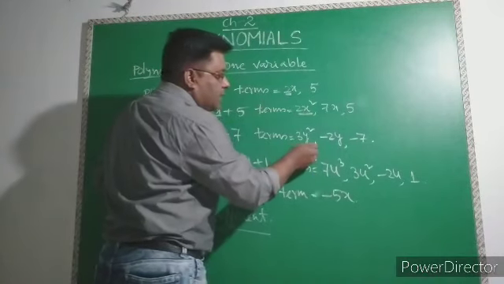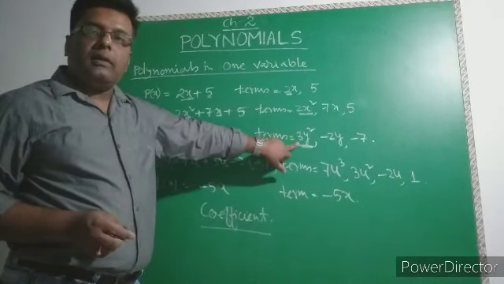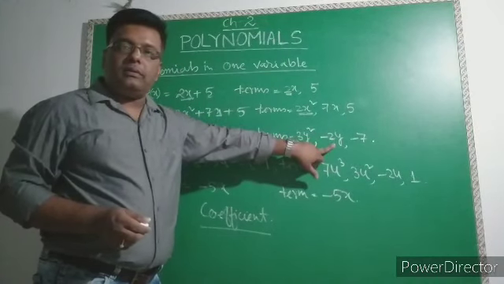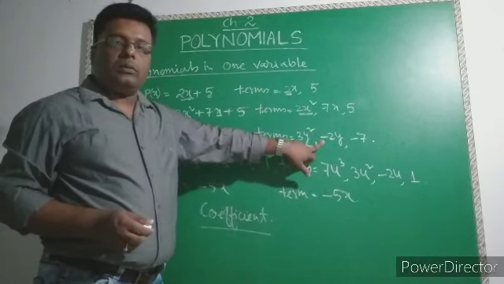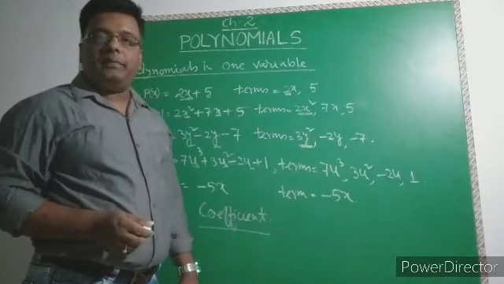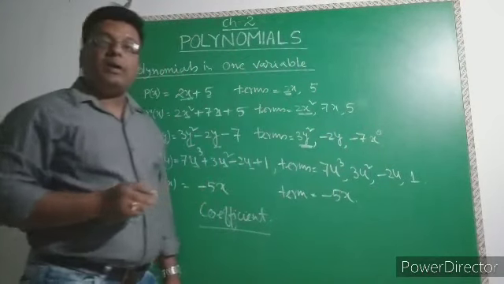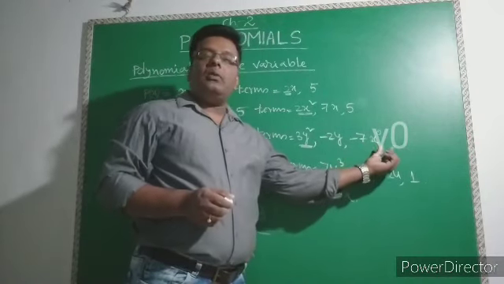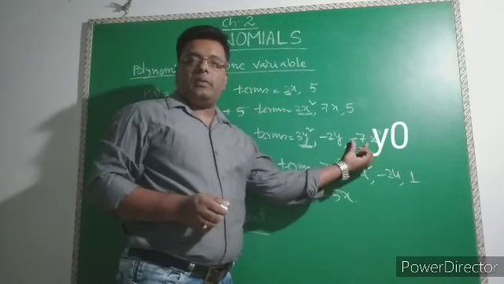Now see, in this, 3y square, so 3 is called the coefficient of y square. Now what is the coefficient of y here? The coefficient of y is minus 2. Next, this is minus 7. This is a constant term. So minus 7 is the coefficient of x to the power 0, because anything to the power 0 is equal to 1. Minus 7 into 1, in place of 1 we can write x to the power 0. So minus 7 is the coefficient of x to the power 0.